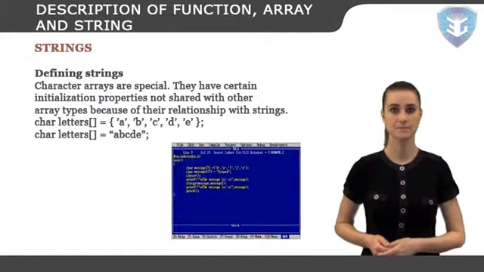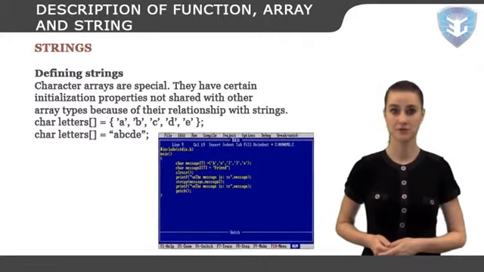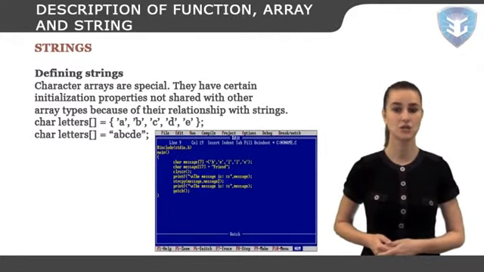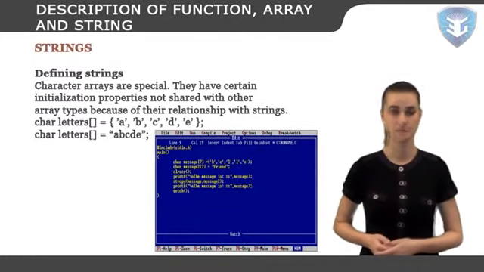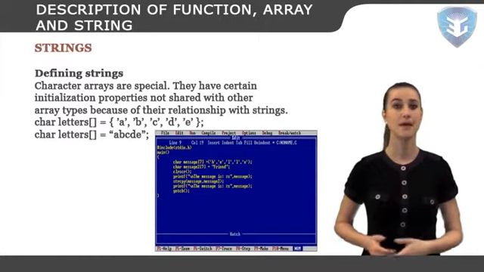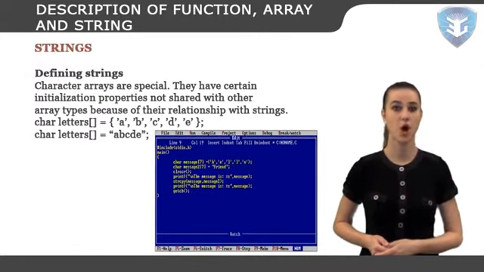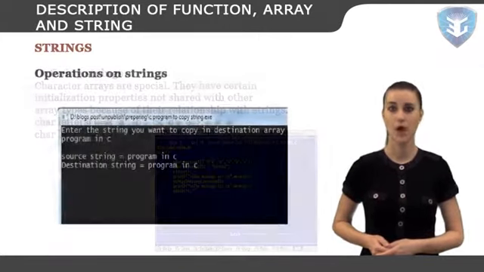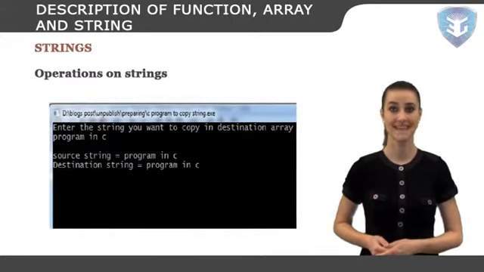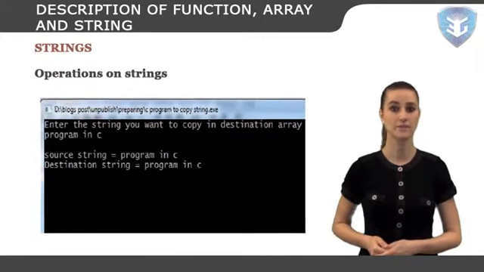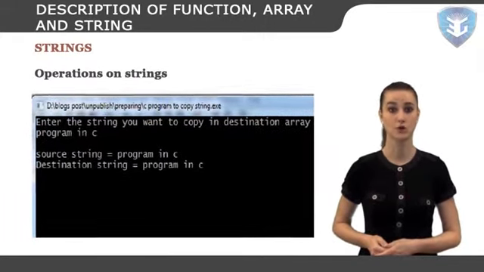Defining strings. Character arrays are special. They have certain initialization properties not shared with other array types because of their relationship with strings. Of course, character arrays can be initialized in the normal way using an initializer list. But they may also be initialized using a string constant as shown. Operations on strings. The C language supports a wide range of functions that manipulate null-terminated strings.